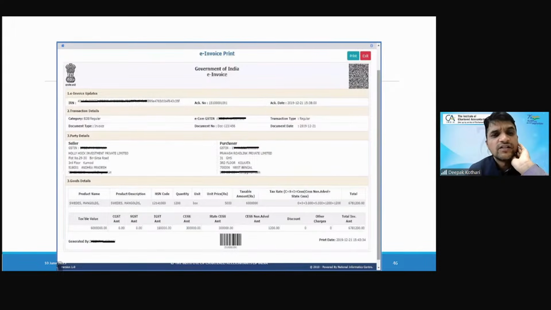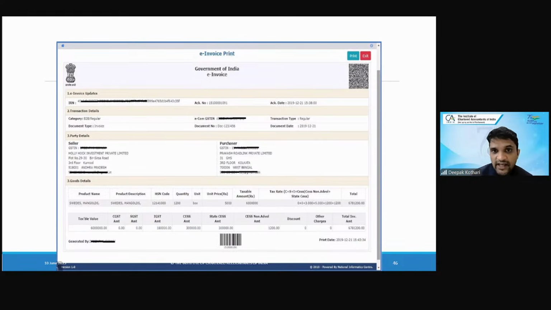The next question is, can a registered supplier under composition levy issue a consolidated bill of supply if the value of goods is less than 200? Yes, because it says any registered person. So a composition supplier is also a registered person. He can also give a consolidated bill of supply if the value of the goods is less than 200 rupees.